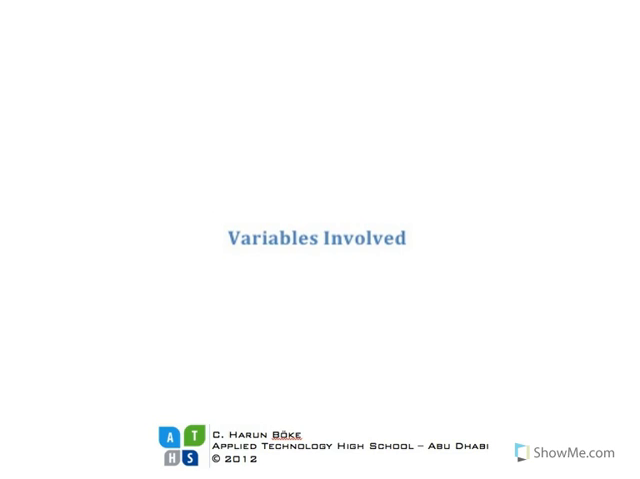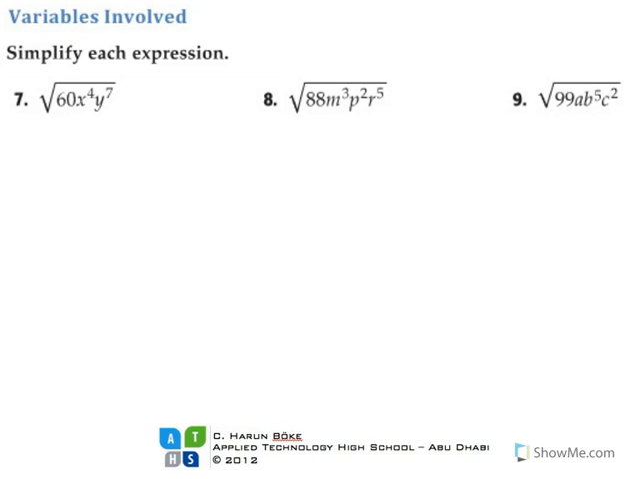In this video we are going to review product rule and quotient rule to simplify expressions with variables. Let's see some examples. Now look at number 7.